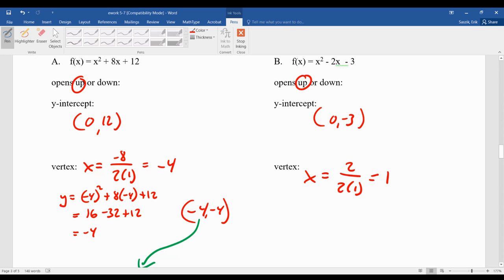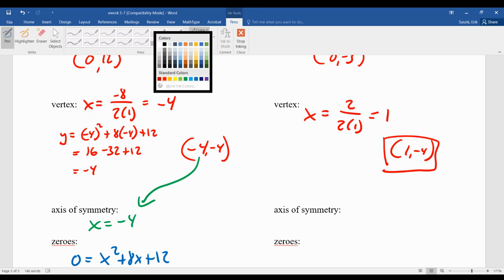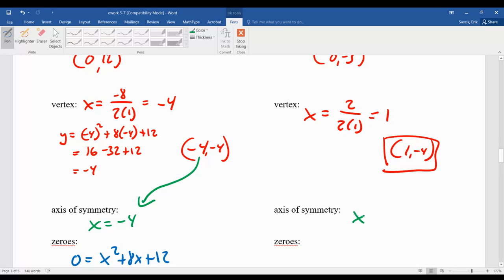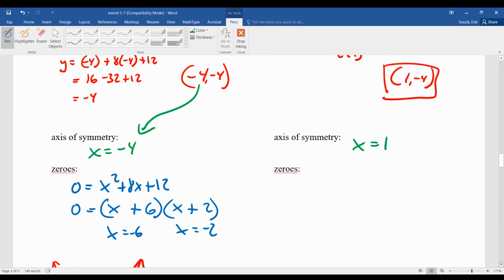I can probably figure this out in my head. If I plug 1 in here, I get 1 minus 2 is -1. -1 minus 3 is -4. There's my vertex. So that means my axis of symmetry is x equals 1. So I got 2 of my critical points.